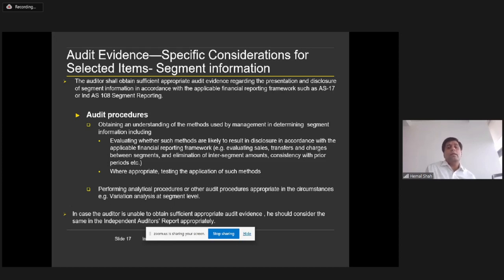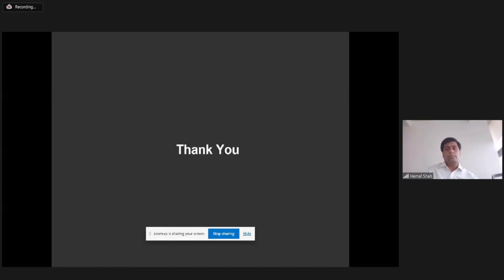And finally, performing analytical procedures, seeing current year performance with last year performance, seeing the accounting policies are consistently followed. Those are the critical things which the auditor will have to follow to ensure segment information is proper. That is it from my side, and probably we can take up question answer now. Over to you, Anilji.